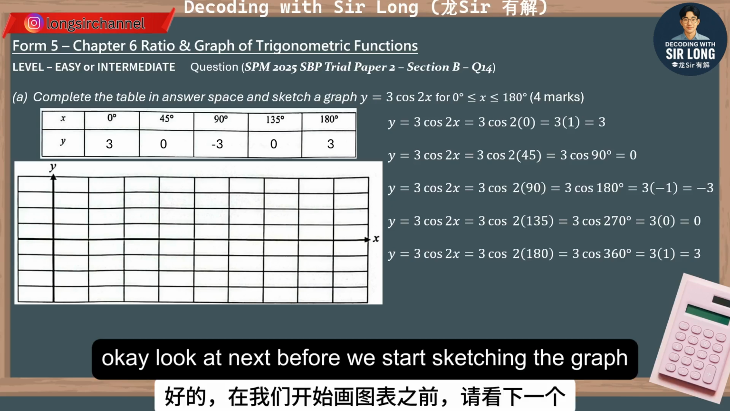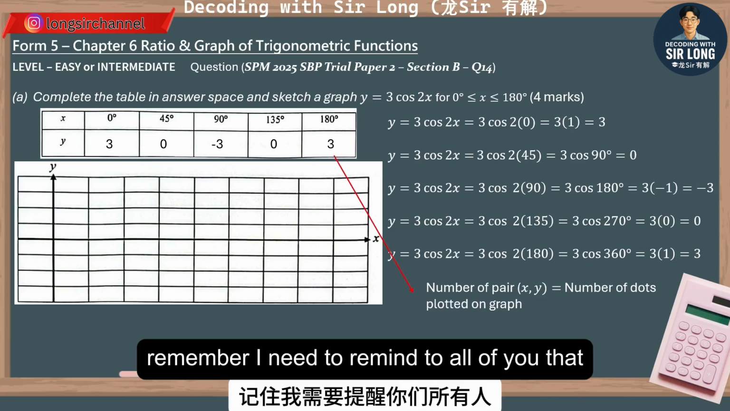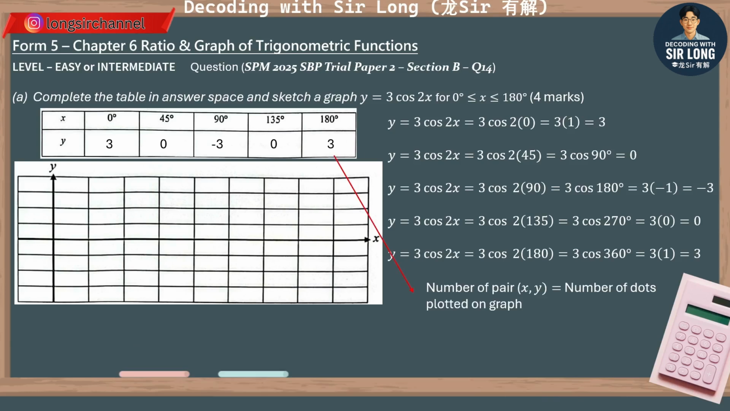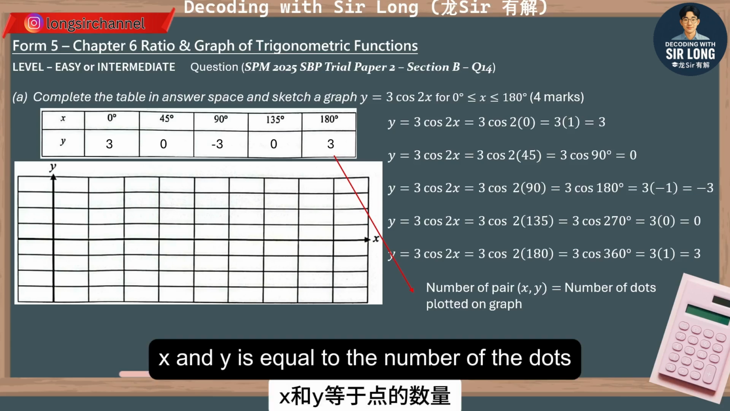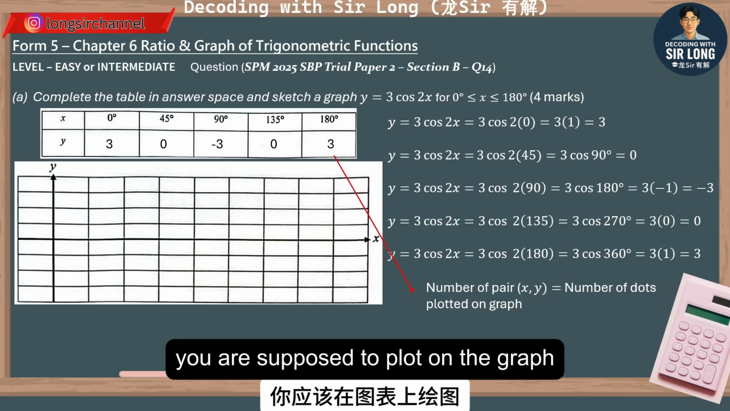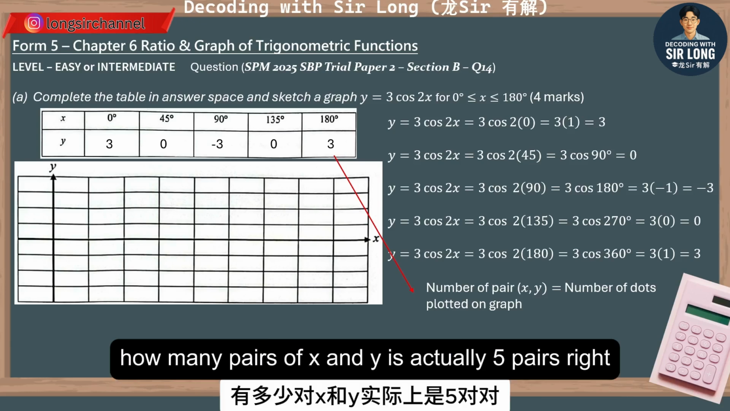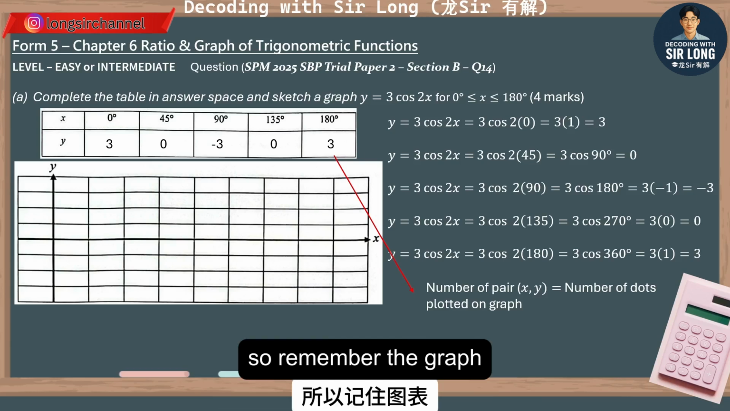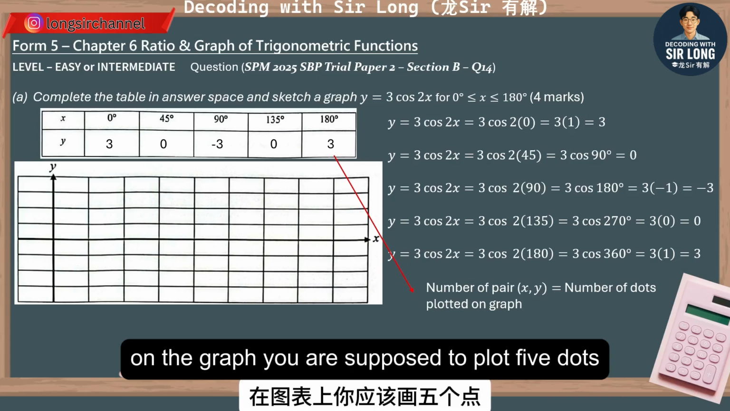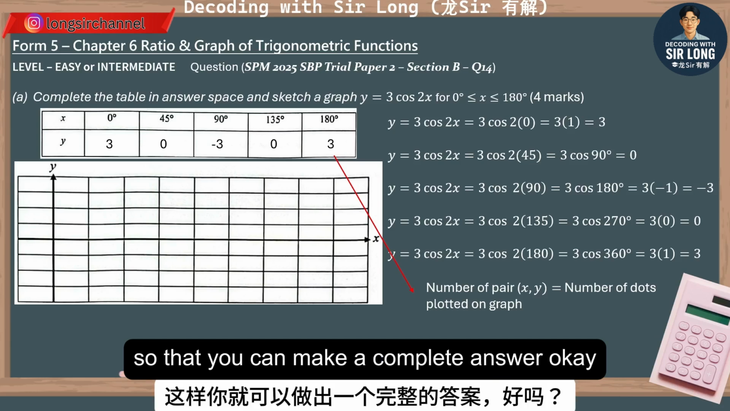Before we start sketching the graph, I need to remind all of you that the number of pairs of x and y is equal to the number of dots you are supposed to plot on the graph. So look at this table. How many pairs of x and y? It is actually 5 pairs, right? So on the graph you are supposed to plot 5 dots so that you can make a complete answer.